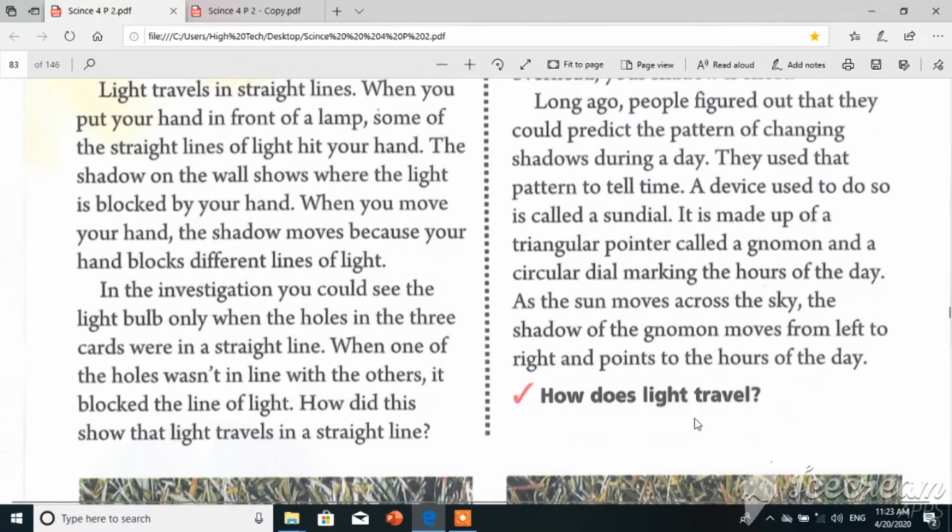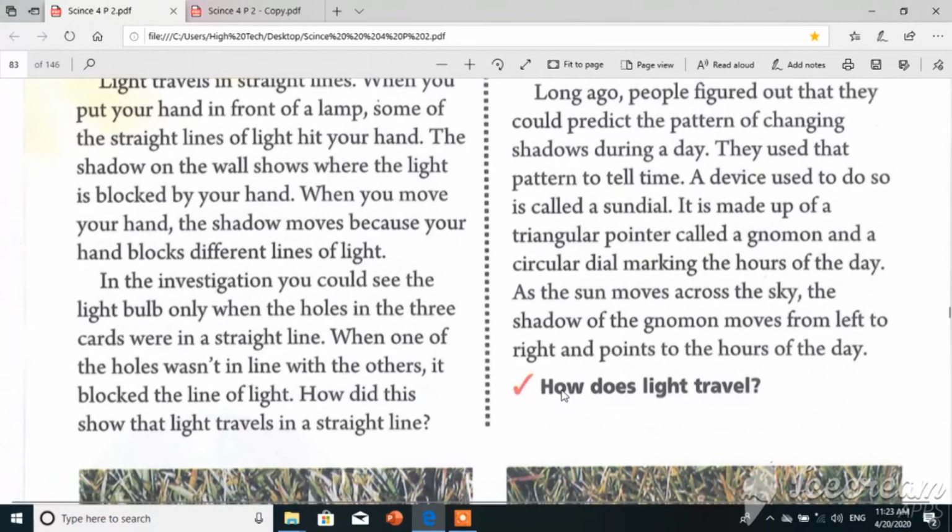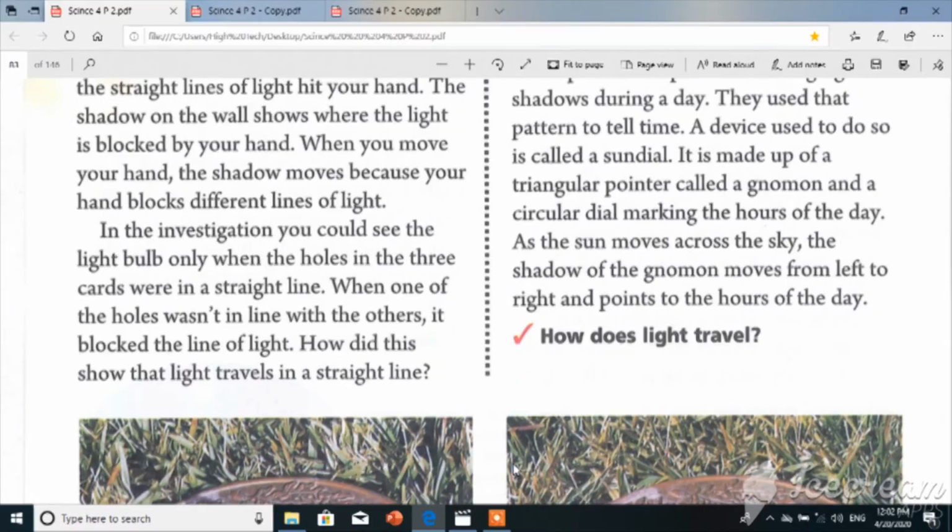Look, here's a question. Check understanding. How does light travel? Light travels in a straight line. Please write down here: light travels in straight lines. Okay, my students, good luck to you, and I hope you understand this lesson.